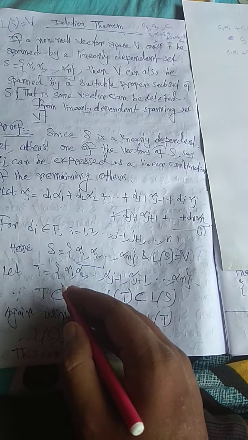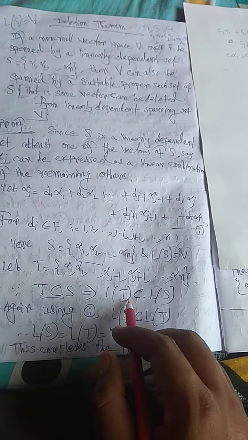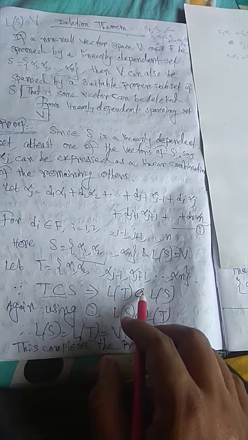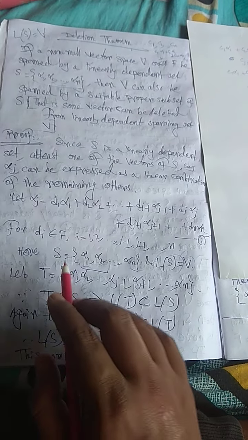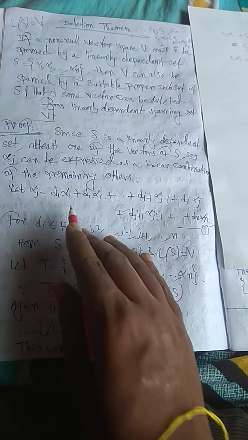Now, as you know, T contains fewer vectors than S. So T is a subset of S. This implies L of T is a subset of L of S. Again, since every vector of S can be expressed as a linear combination of vectors of T, we can say LS is a subset of LT from this. From 1, we can say LS is a subset of LT. Why? Because a vector of S is expressed as a linear combination of vectors of T. That's why LS is a subset of LT.